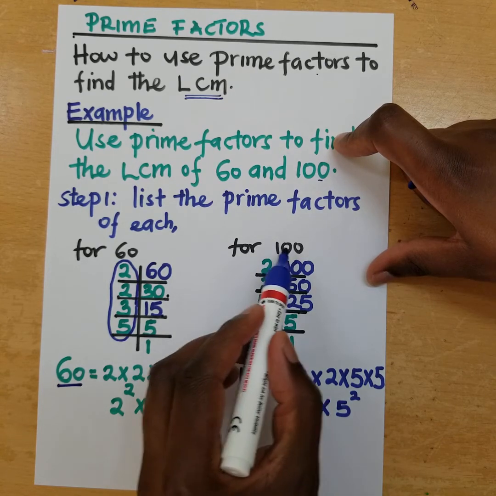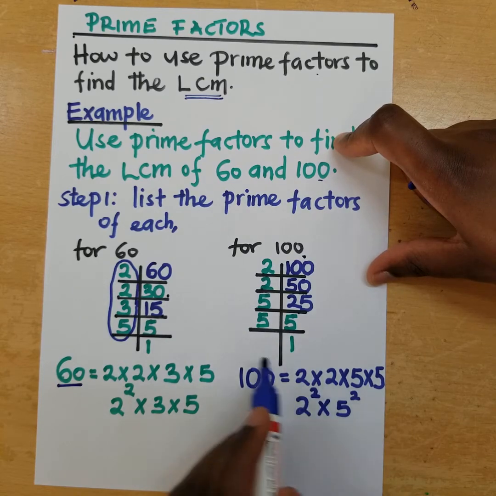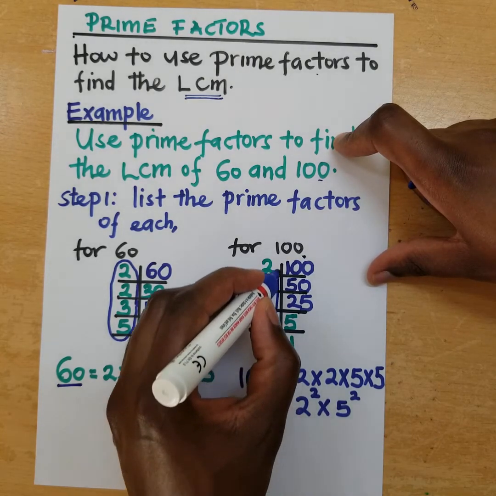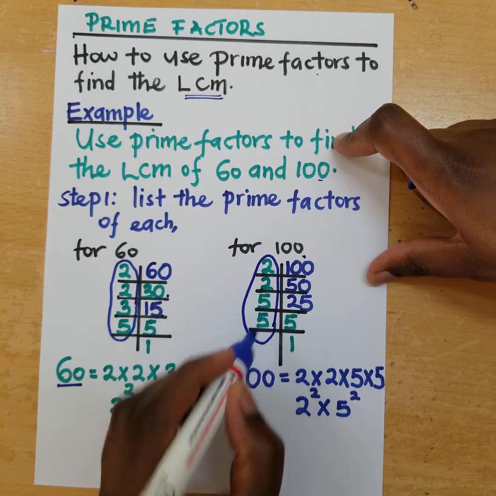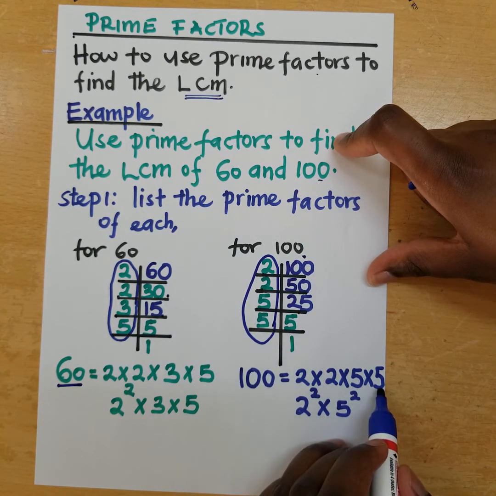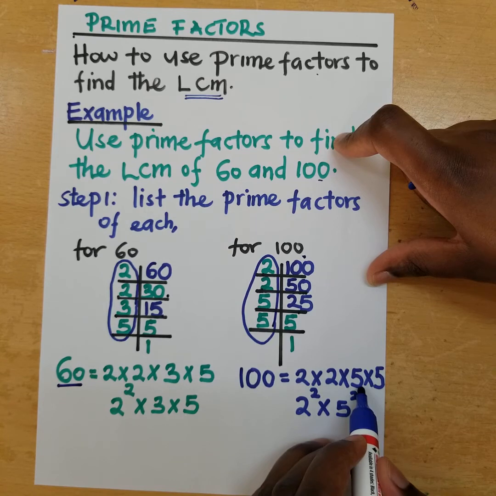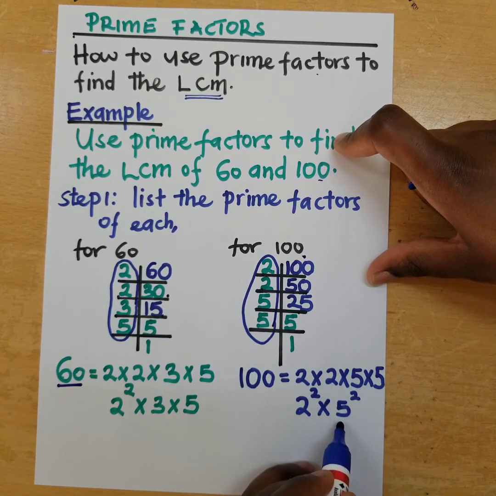So for me to be able to write 100 in terms of its prime factors, I'll have 2 times 2 times 5 times 5. Remember, if I have 2 times 2, it is the same as having 2 squared. What about if I have 5 times 5? It's the same as 5 squared.